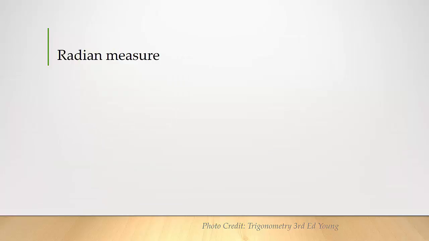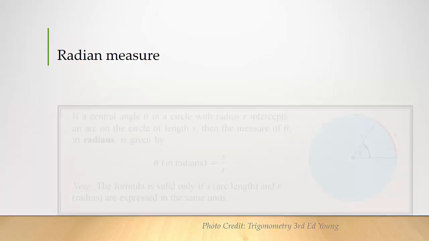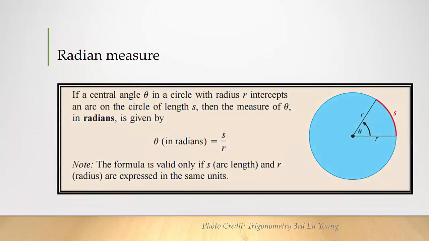Oftentimes, though, trigonometric functions are defined in terms of radians and not degrees. Now, all radians are is a relation between the arc length and the radius of the circle that we're dealing with. So if we're dealing with the unit circle, so if this length was radius 1, then 360 degrees, a full revolution, would be the circumference of the circle. So 360 degrees would be the same as 2 pi.